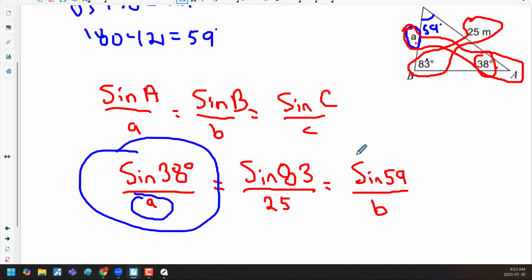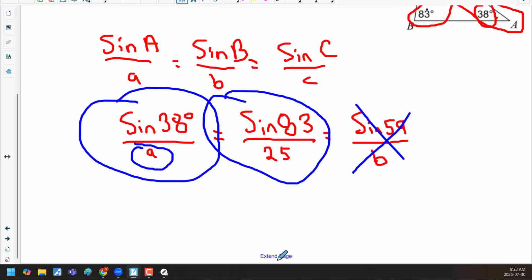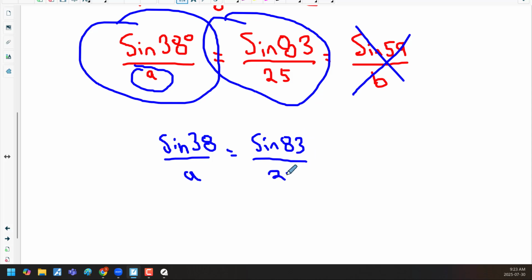So we can't use this one because this one has an unknown, a c. We know what that is. But we can use this fraction because it has all the numbers. It has 83 and 25. So now that we know which 2 fractions we're using, I'm going to rewrite it a little bit more neatly. Like that.